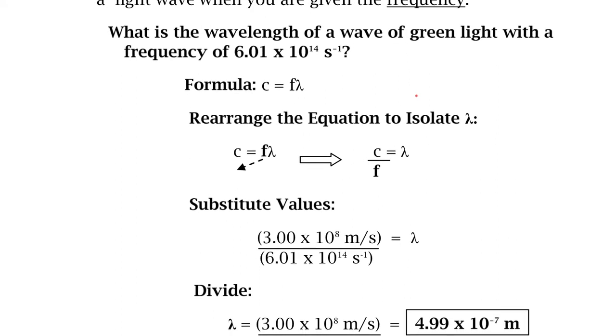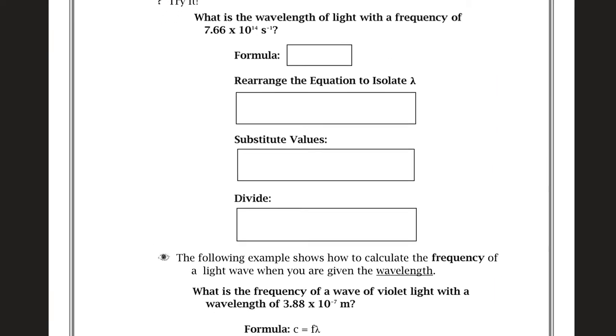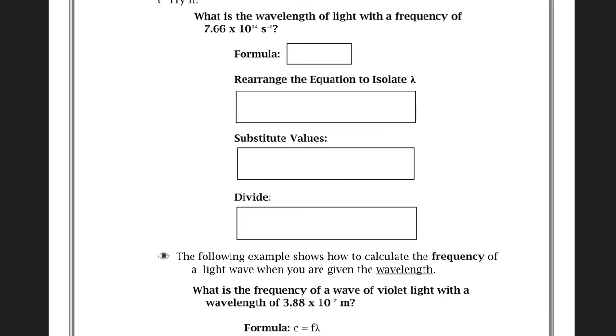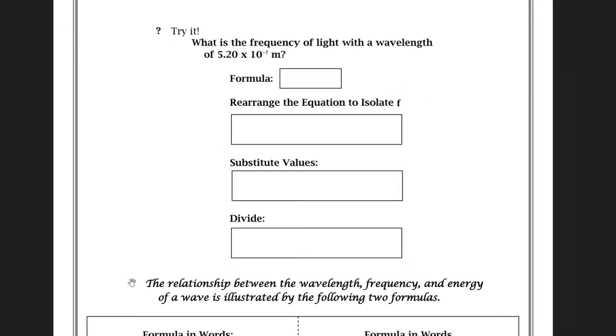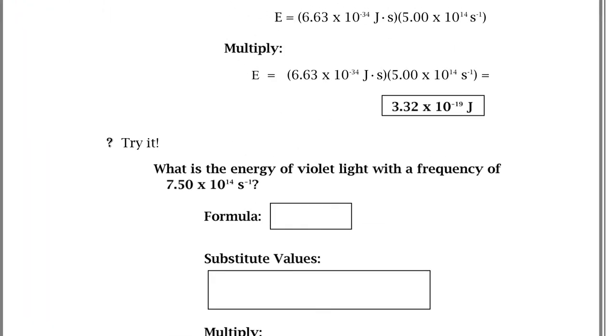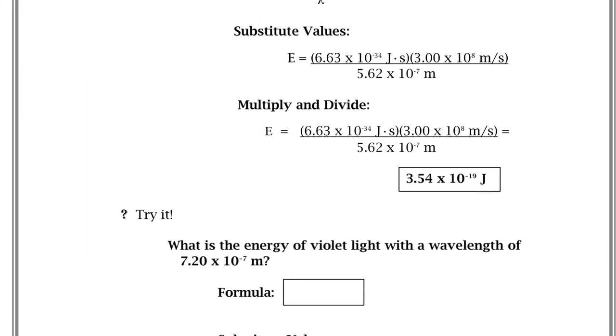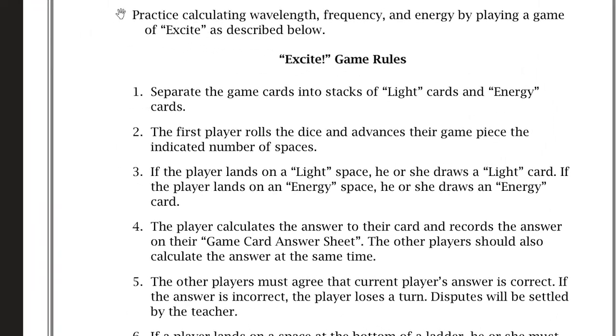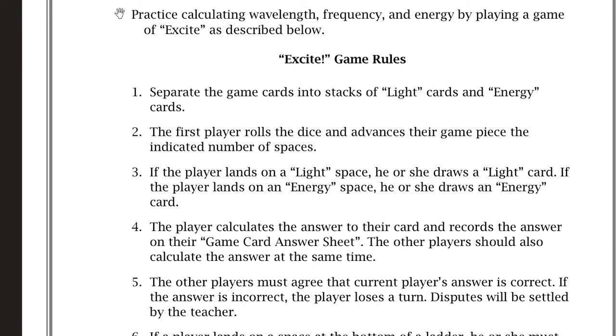You've got an example here of how to solve the problem. This is just isolating your variable like we've done before. So you're going to rearrange the formula and do the problems, all the way to there. And then you're ready to do the Excite game board. We're going to do this because it's actually where you're going to get your grade.